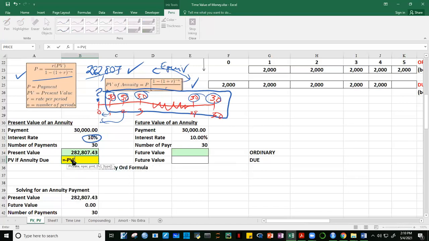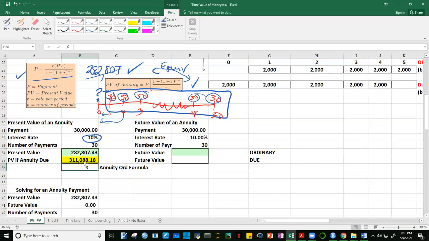Rate is 10%, N per is 30, PMT is 30, walang future value, comma, type is, anong type, guys? Annuity due. Type is, di ba, 1, no? Kasi annuity due yan. Control, enter. You can see, guys, that annuity due is indeed bigger.